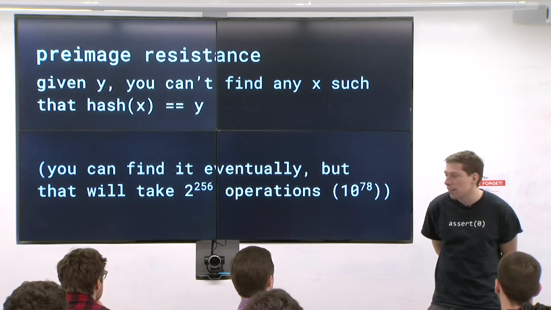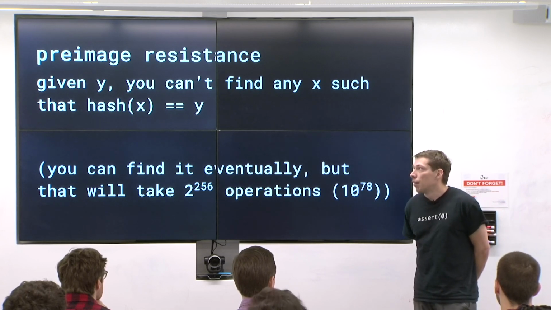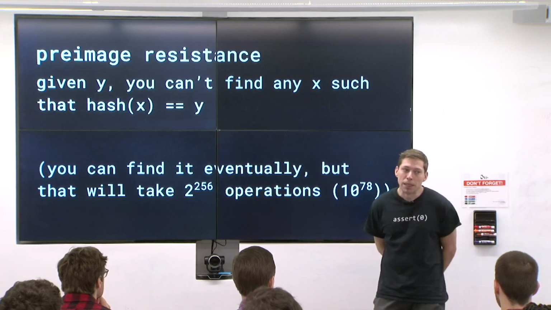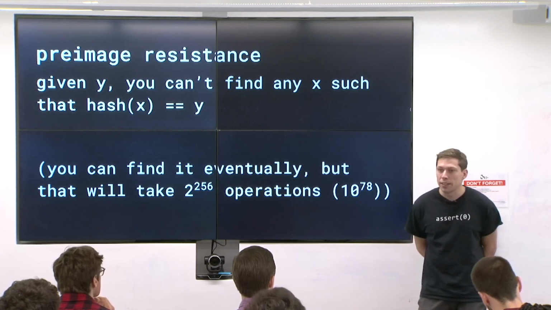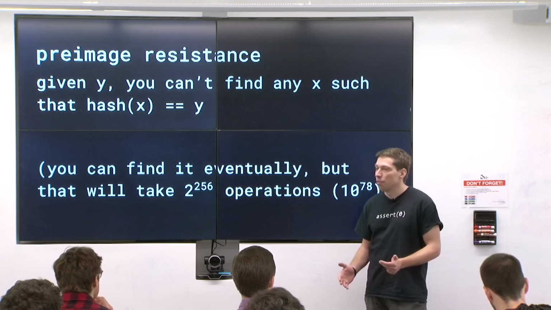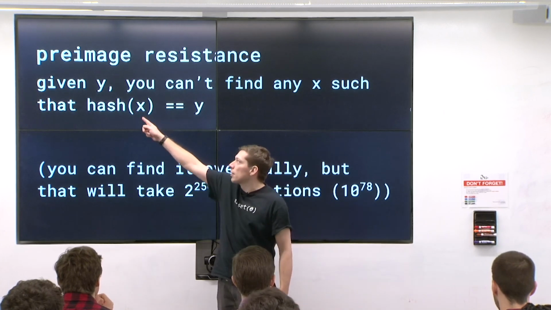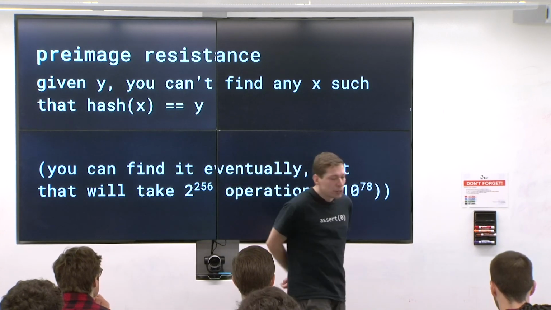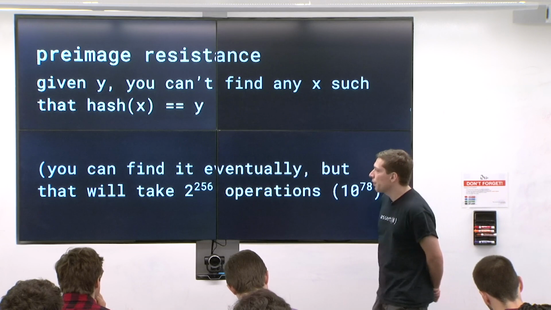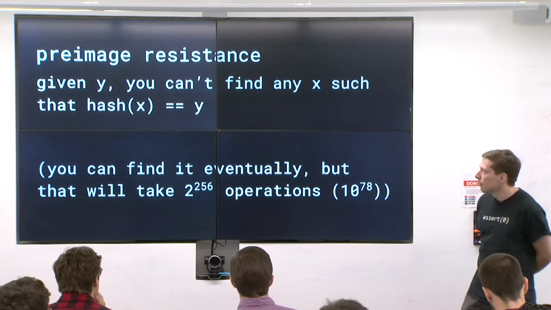Since y is a fixed length, there are 2 to the 256 possible y's, but there's an infinite number of x's, right? Because x is not bounded in length. You can have a megabyte or a gigabyte or a terabyte size x. So since there are infinite numbers of x's and a fixed, though very large, number of y's, as long as it is a random mapping, there will be lots of different x's that can lead to this y. And so you should be able to find it. It's just impractical, right? It's going to take you 2 to the 256 tries to find any specific y value.